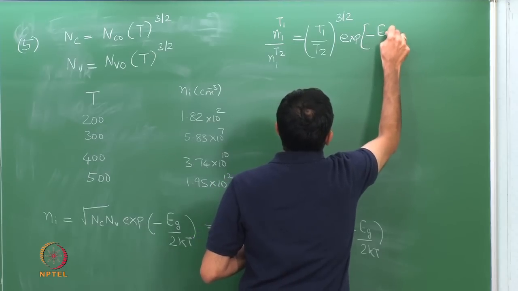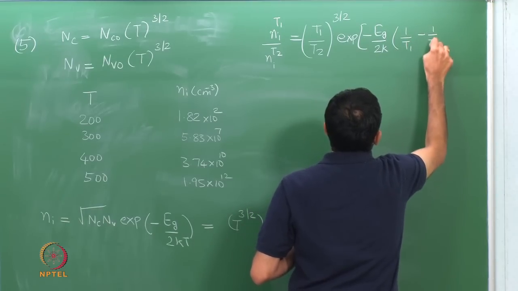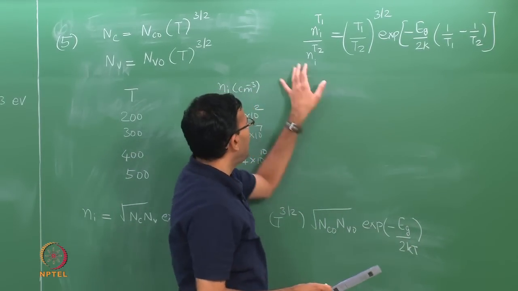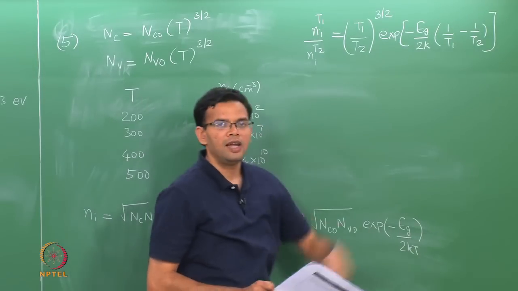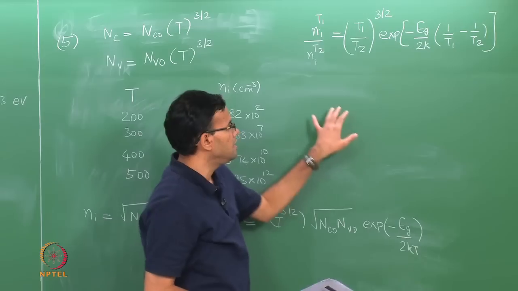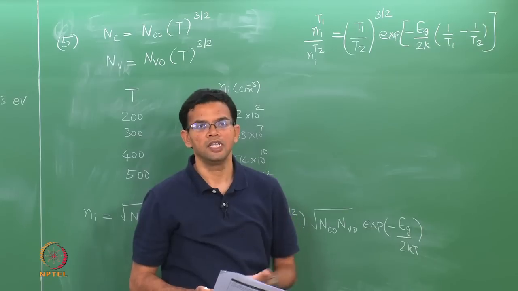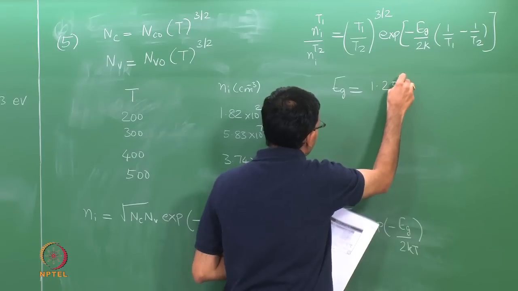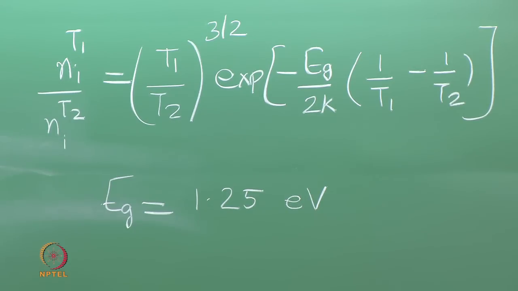exponential minus Eg over 2k times (1 over T1 minus 1 over T2). So, T1 and T2 values are known, Ni values are known. For example, your T1 could be 200 Kelvin, T2 could be 300 Kelvin, in which case the Ni values are tabulated. The only unknown here is Eg. So, I did these calculations taking 200 and 300. You can take it with any of the other temperatures. We have also done and checked. If you substitute the values, Eg works out to be 1.25 electron volts. So, this is the value of Eg, which is the band gap of the material.